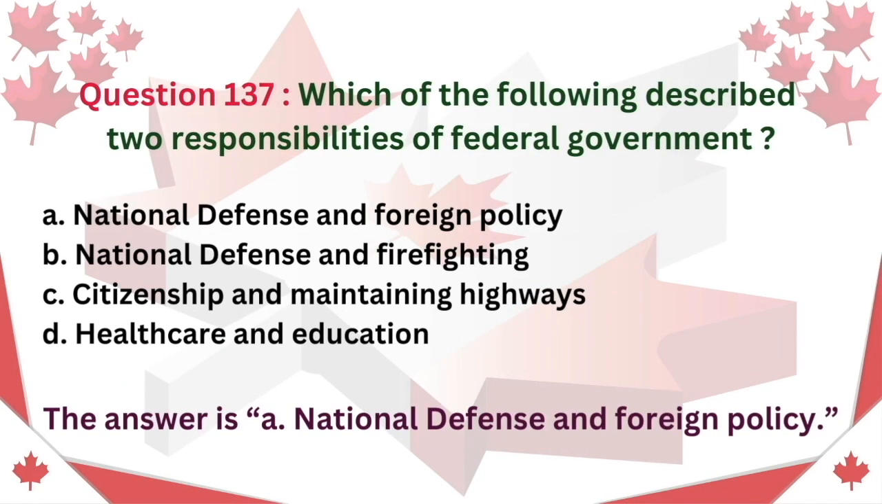Question 137. Which of the following describes two responsibilities of the federal government? A. National defense and foreign policy. B. National defense and firefighting. C. Citizenship and maintaining highways. D. Healthcare and education. The answer is A. National defense and foreign policy.